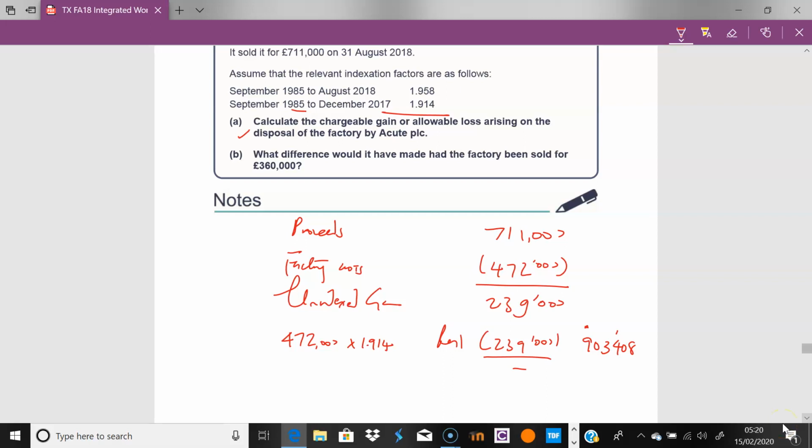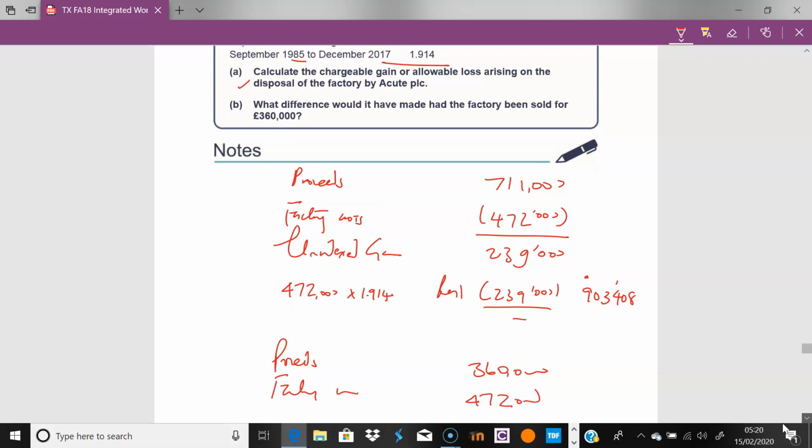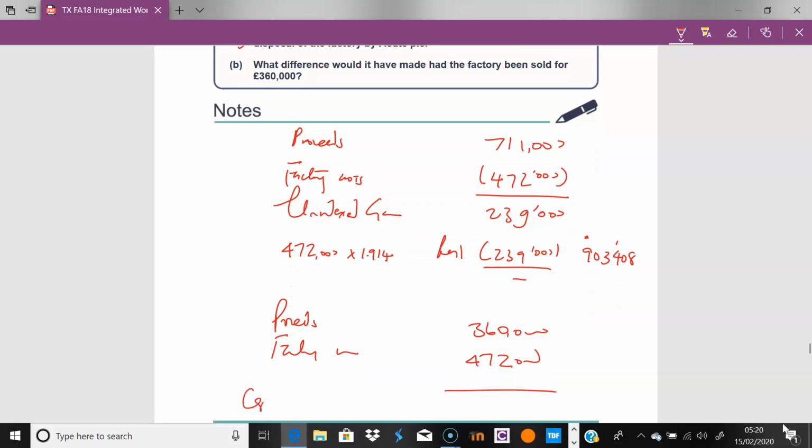Now, what difference would it make if the factory had been sold for 360? Well, if you had sold the factory for 360, in effect, you would have had proceeds of 360,000, factory costs of 472,000, and indexation wouldn't even apply here. You literally would just have a capital loss of 360,000 minus 472,000, taking you into a space of 112,000 capital loss for you to use against your capital gains, or to carry forward or use for any other purposes.